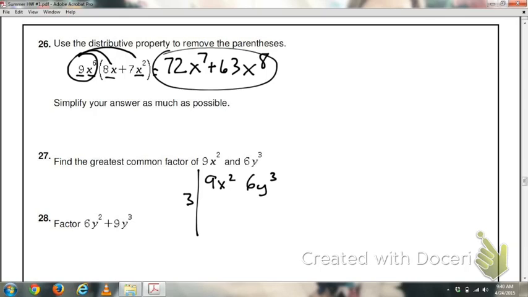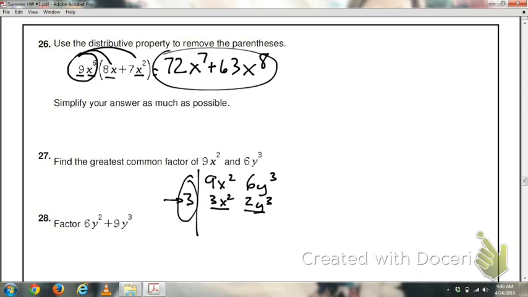So if I divide 9 by 3, I get 3x squared here, and 6 divided by 3 is 2y to the 3rd. Now these have no other things in common. 3 and 2 I can't divide anything, and then x squared and y cubed have nothing in common. So whatever it is that you pull out here, that's just your greatest common factor. So I would say that 3, that's my answer. That's the greatest common factor. It's the biggest thing you can divide out of both of the given terms.